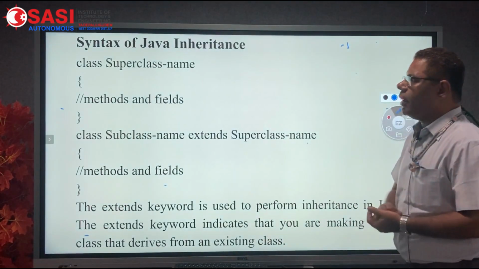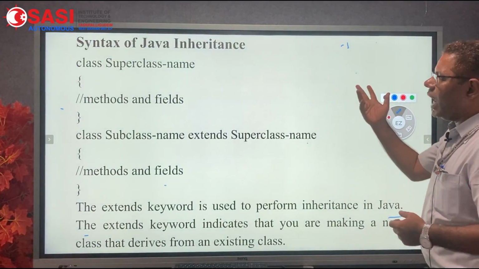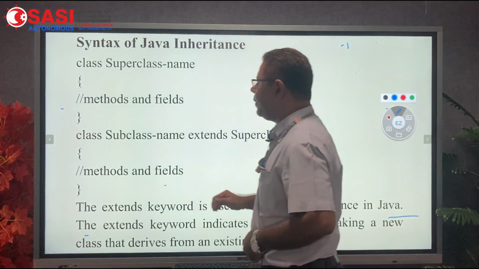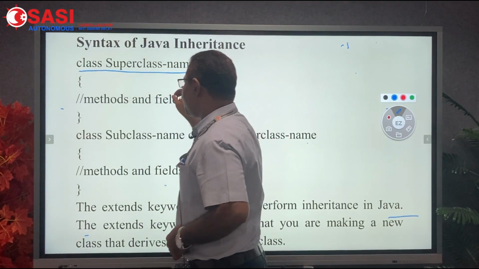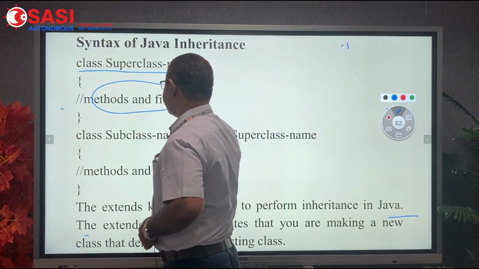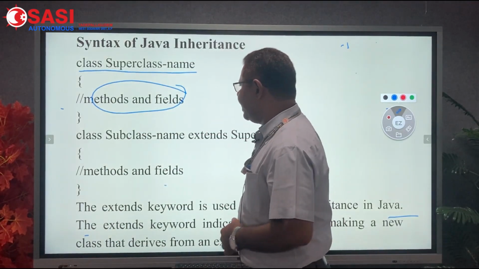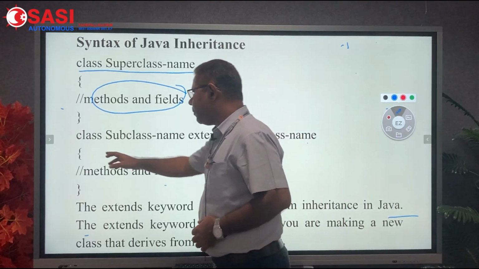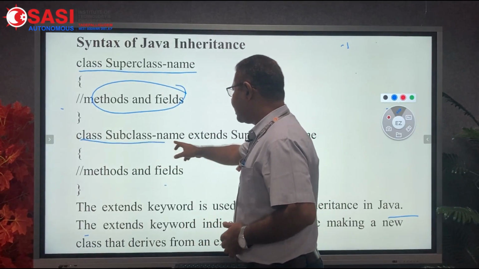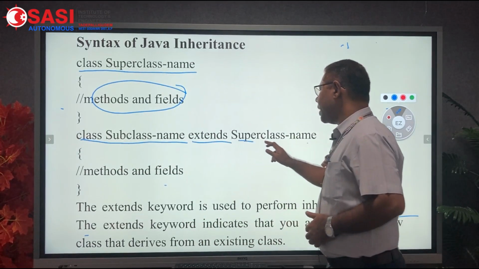Before going to that, we can see the syntax of Java inheritance. First we need an existing class, the superclass. That superclass contains methods and variables. Similarly, the superclass attributes can be used in the new class. For that: class subclass name extends superclass name.